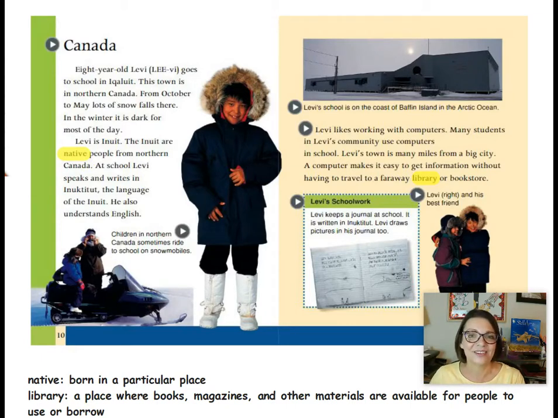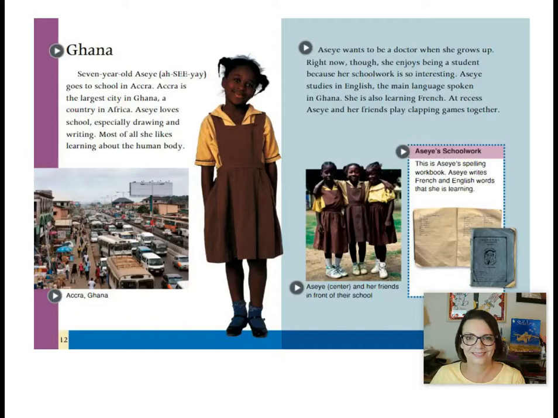I also noticed that on page 11, we have the word library highlighted in the text. Did you see that word highlighted in the text? The word library means a place where books, magazines, or other materials are available for people to use or borrow. You probably have a library in your school. I bet you've been a couple of times. Even your classroom might have a library.